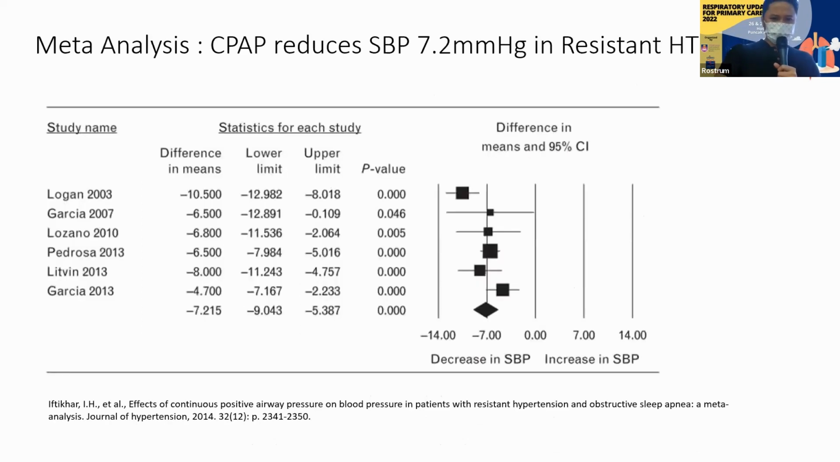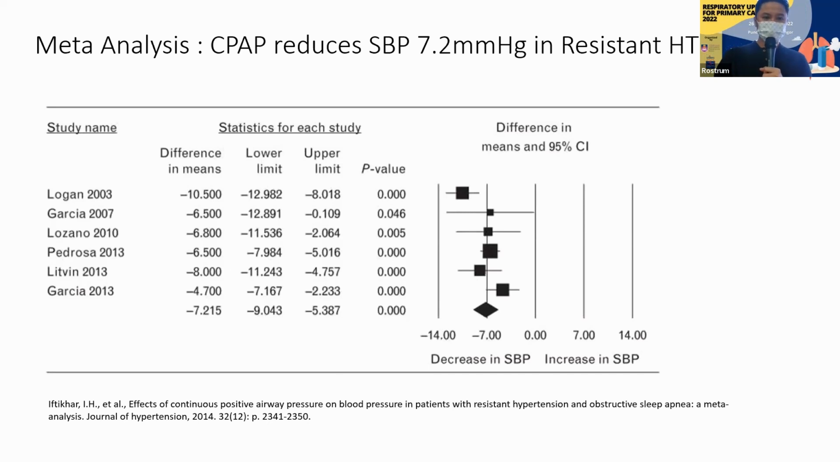A meta-analysis carried out on 6 randomized control trials evaluated the effect of CPAP in OSA patients with resistant hypertension. They found that there is a greater BP reduction of 7 millimeters mercury with CPAP therapy in resistant hypertension. So in summary, OSA is strongly associated with hypertension, particularly resistant hypertension, and treatment with CPAP improves BP control.